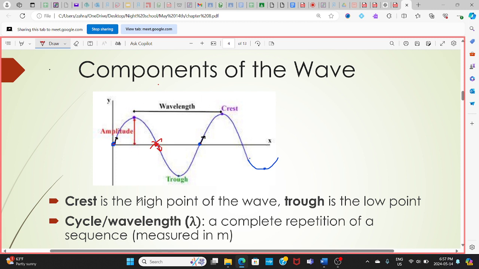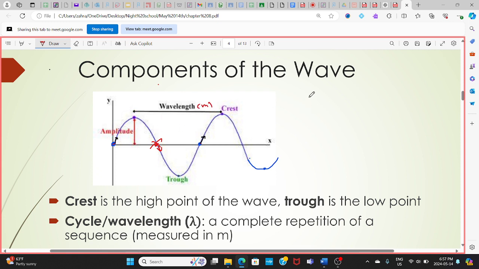So again, I want to read this. Crest is the highest point on a wave, and a trough is the low point. Cycle or wavelength, we call it lambda. This is the symbol of that, a complete repetition of a sequence. So it's the complete cycle. And the unit of that is meter.